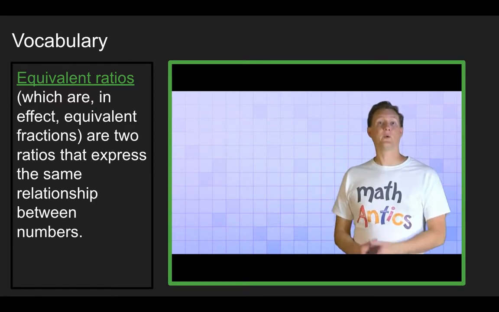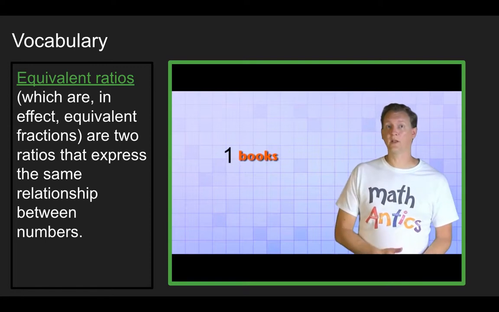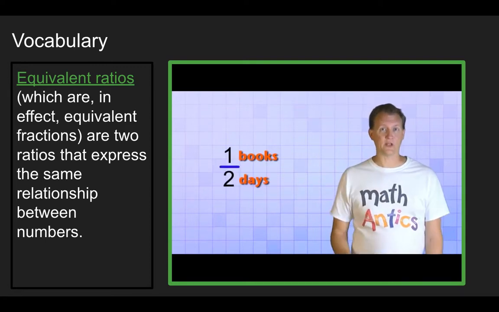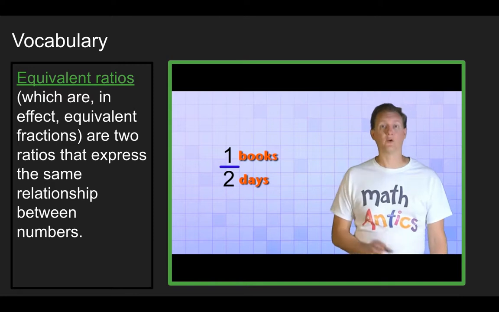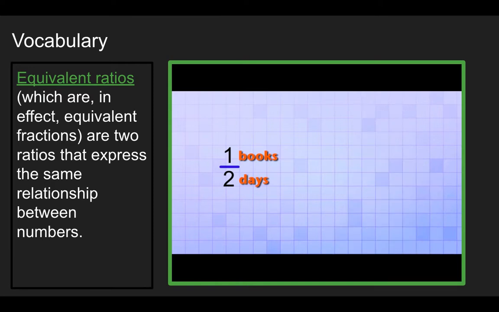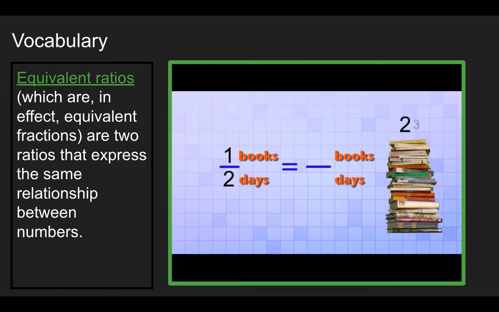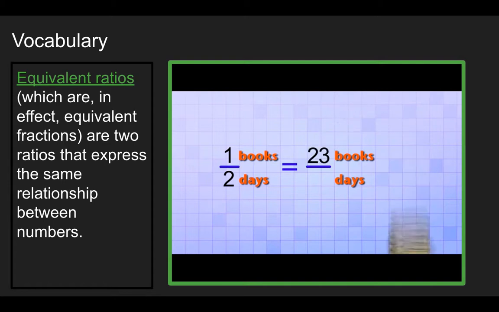Well, let's start with what we do know. We know that they can read 1 book in 2 days, so let's take that ratio and set up an equivalent ratio for 23 books. The key in setting up that equivalent ratio is to make sure that the units are the same as the first ratio, books on the top and days on the bottom. We know that the number of books that they want to read is 23, so that goes on top. But the number of days it will take is unknown. So instead of putting a number there, we're going to put a letter in there temporarily to stand for the number that we don't know.